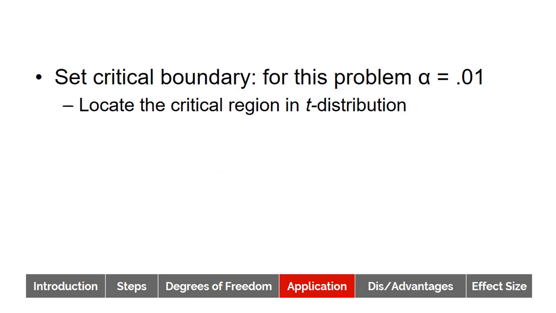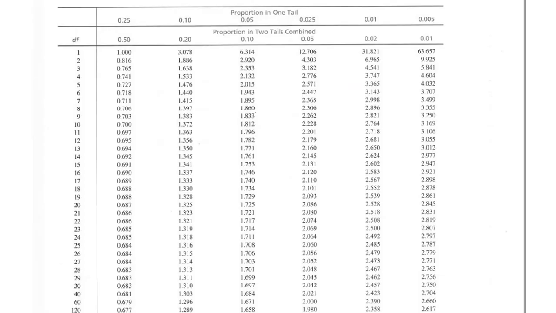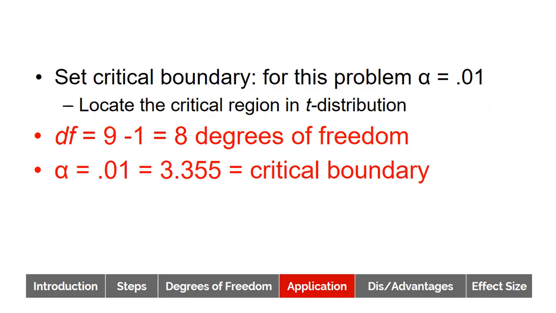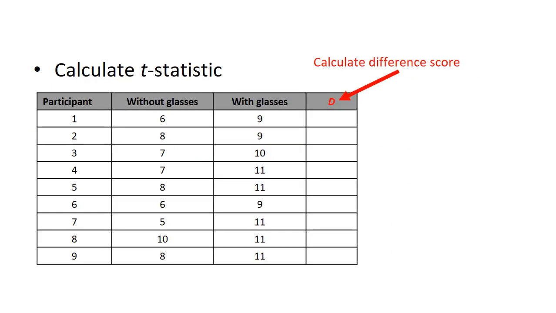So we're going to locate a critical boundary for this problem at alpha 0.01, and we'll locate it in the t-distribution. So we have 9 participants, so that means our degrees of freedom are 9 minus 1, so we circle 8. And we have 0.01 in 2 tails combined, which means 1% combined in 2 tails, so we have 0.5% in each tail. And our critical t-value is 3.355. So 3.355 is going to be our critical boundary.